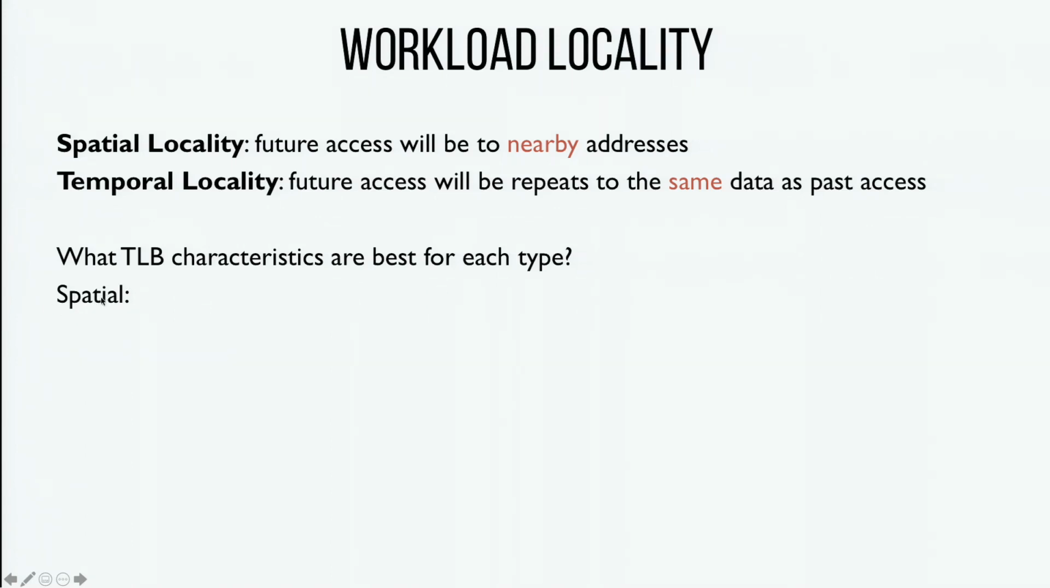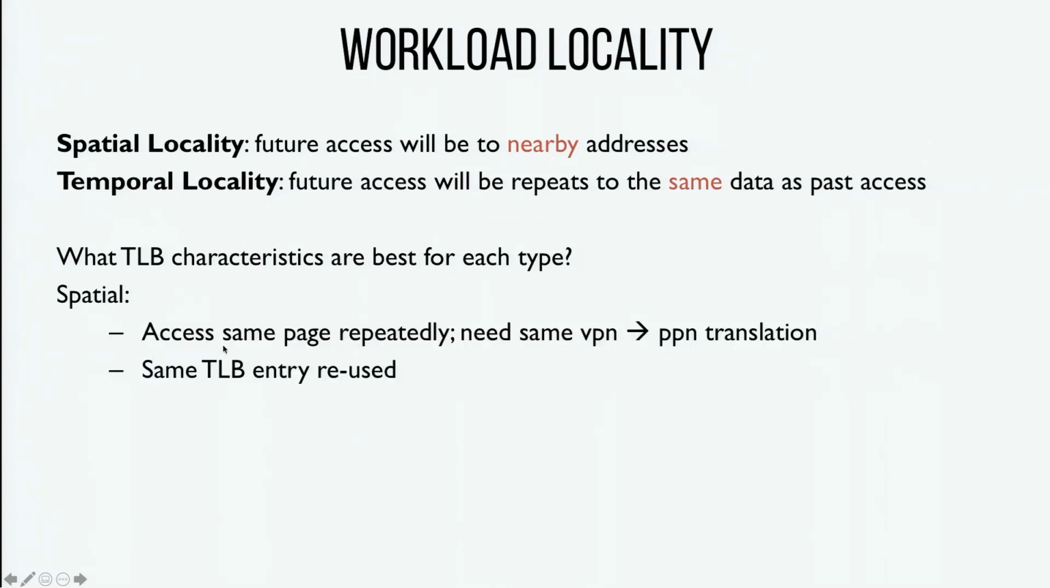If we have spatial locality, this is what we were talking about before. You keep accessing the same page over and over again, just different offsets there. So we keep needing the same VPN to PPN translation. The exact same TLB entry is used over and over again. This would work with any size TLB. We could just have one entry, and we do fine for spatial locality.